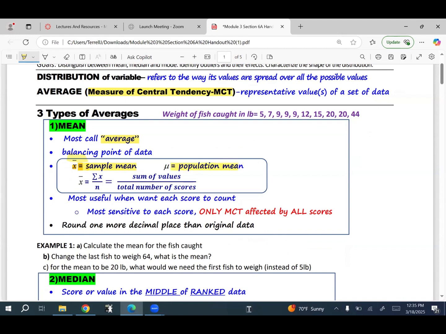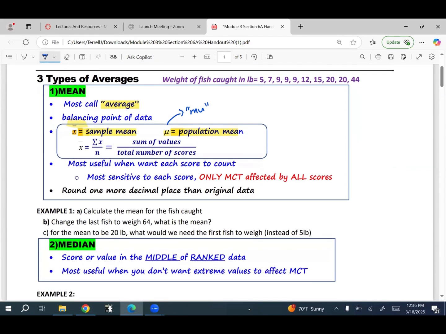Population mean is this symbol, which looks like a cursive U. It's actually a Greek letter called mu. That's the population mean, again taking the average from a population. The formula for the mean, I wrote it out in words. It's the sum of the values divided by the total number of values there are.